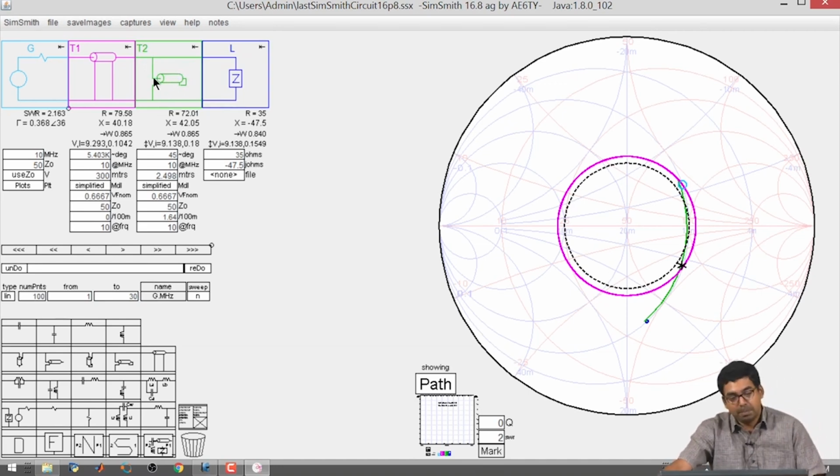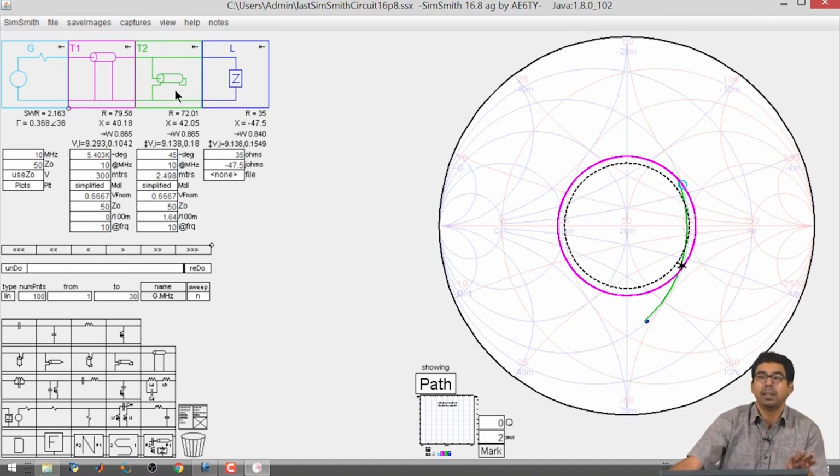Okay, so it is possible to match. I will show you in a minute how to match. But the two unknowns in this kind of single stub matching are the length of this stub itself and the distance from the load where this stub has to be inserted. But the good thing is we are using only standard components. So 50 ohms characteristic impedance for all the components.